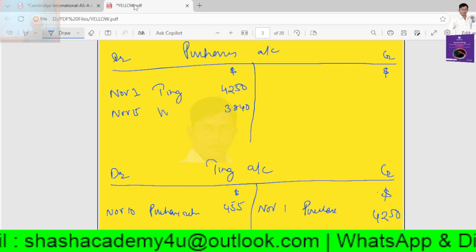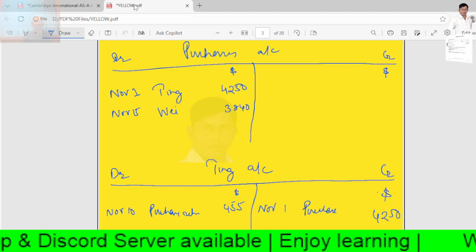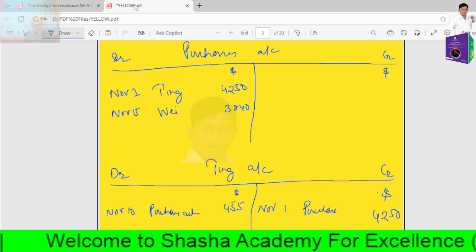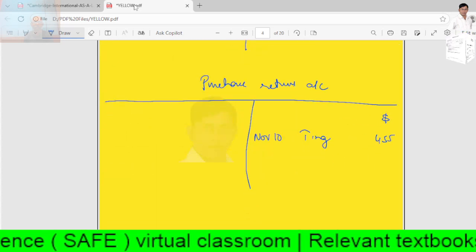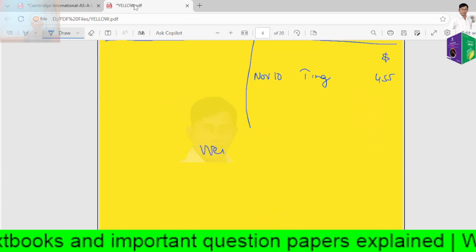We have purchased from V. That's why we have to write V here. So purchases account will be debited. Now we have to write it to V account. If it is not there, we have to open V account.